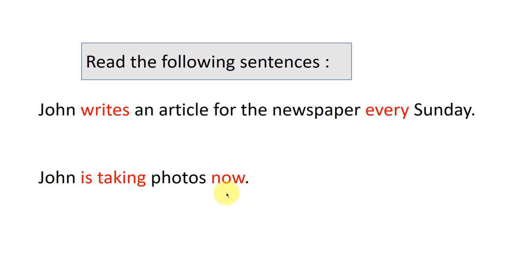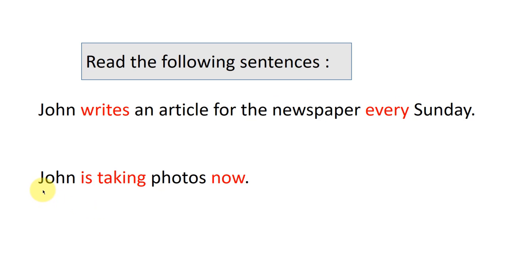What is John taking now? John is taking photos. He is taking photos. When? Now, teacher. Now. So, can you tell me where are the verbs of these two sentences? You know it's a verb. It means what does John do or what John is doing. In the first sentence, what does John do? John writes. In the second sentence, what is John doing? He is taking. So the verb of John is to write. He writes. When? Every Sunday.